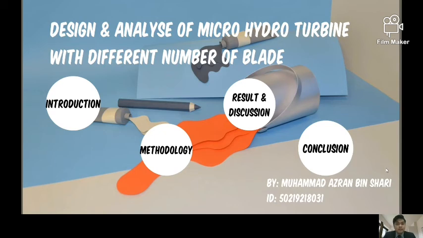Assalamualaikum. My name is Muhammad Azram bin Syari, and today I'm going to present about my FYP, my final year project. My title is a design and analysis of micro hydro turbine with different number of blade.